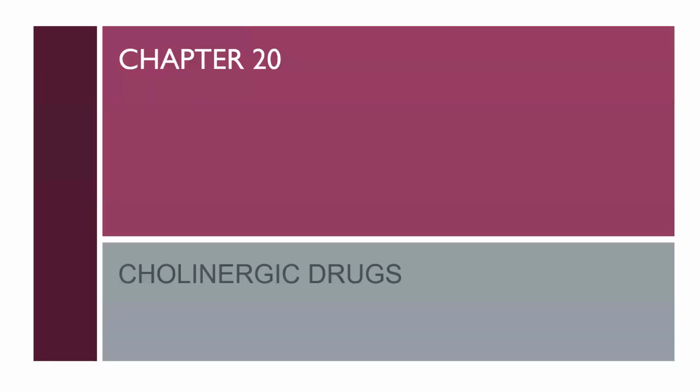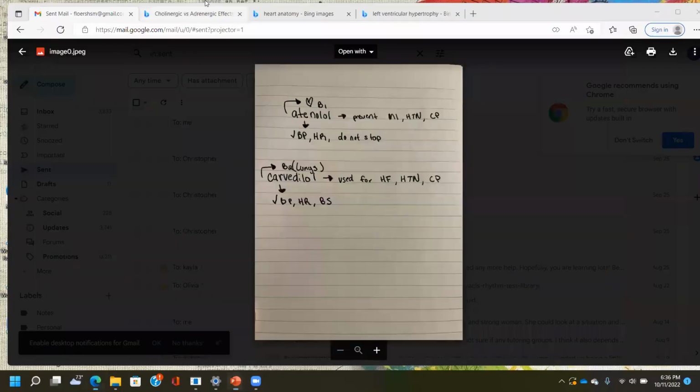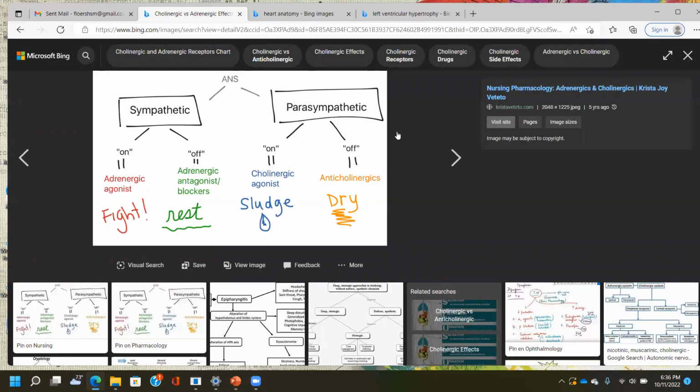Okay, so now we're getting into our cholinergic drugs. So that was the one, let me show you here, with our parasympathetic. So we just finished talking about the sympathetic nervous system. Now we're talking about the parasympathetic, because all of these things are the things that happen just naturally in our body.